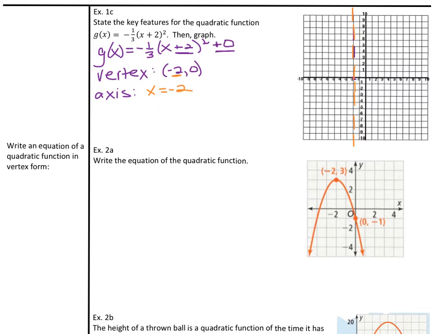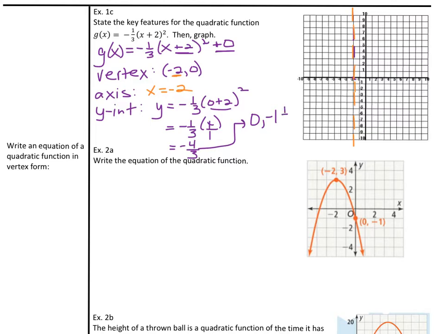And then we calculate the y-intercept. To do that, we'll plug in 0 for x and simplify. Thinking order of operations, 0 plus 2 is 2 squared, and 2 squared is 4. To multiply a whole number times a fraction, I'm just going to make the whole number a fraction, and then we'll multiply straight across. -1 times 4 is -4. 3 times 1 is 3. So our y-intercept is -4/3, or to graph it, -1 and 1/3.